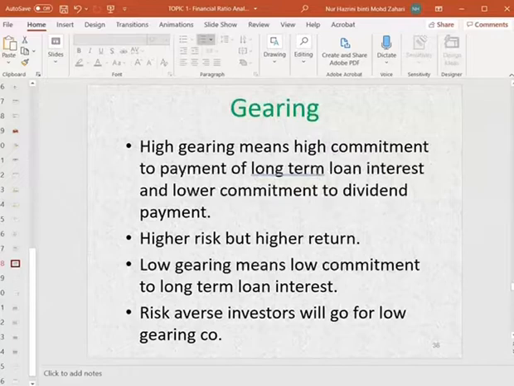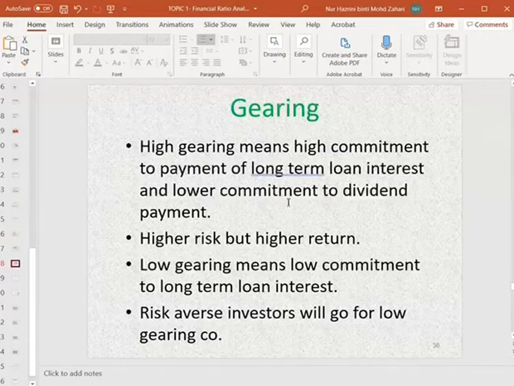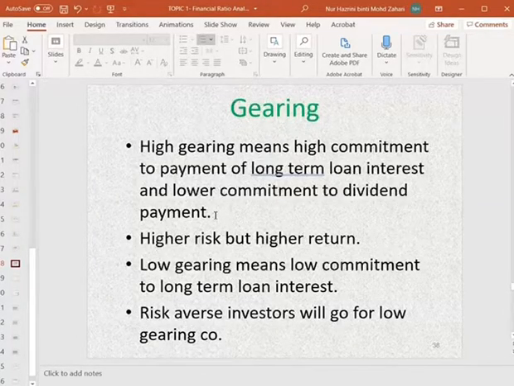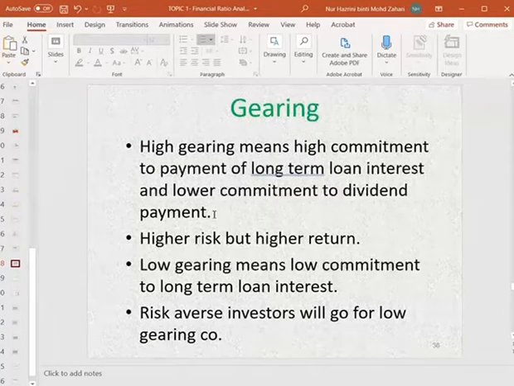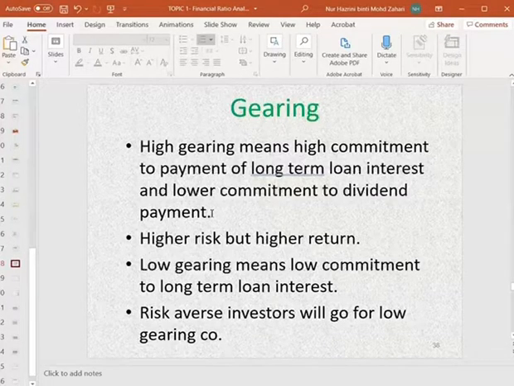So a high gearing company will have a high commitment on payment of interest on loan, and because of that, it will have a lower commitment to dividend. So we are talking about this one also. We talk about what type of investor you are. If you are an investor that is not looking for a company that has high gearing, then you will not choose this company to invest.